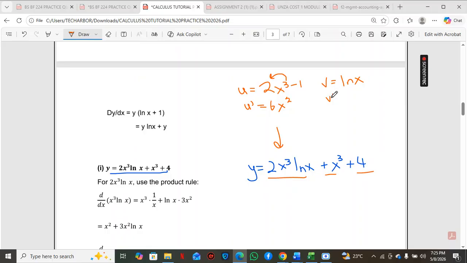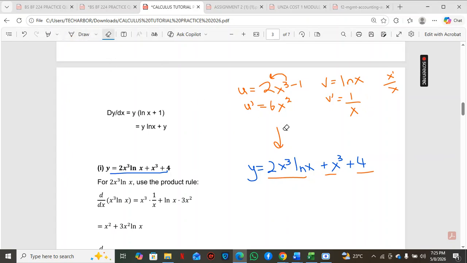So v prime, remember, when deriving natural log of x, it's x prime over x. And when you derive x, you get a 1. So it's just 1 over x. Okay, colleagues? To make life easy, when you just see natural log of x like this, when it's deriving, just put 1 over x. If it's natural log of y, 1 over y.